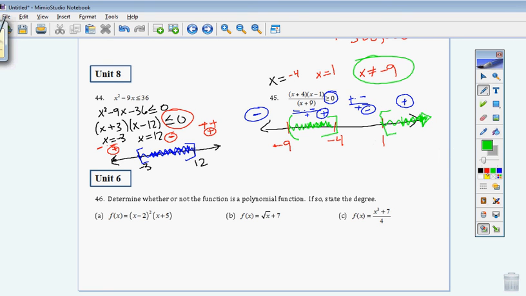I just realized on the last problem, I've really screwed up this one that I did not do interval notation. So there's interval notation, just so we're all clear on that one. And then interval notation for this one would be negative 9 to negative 4 bracket, union bracket 1 to infinity.